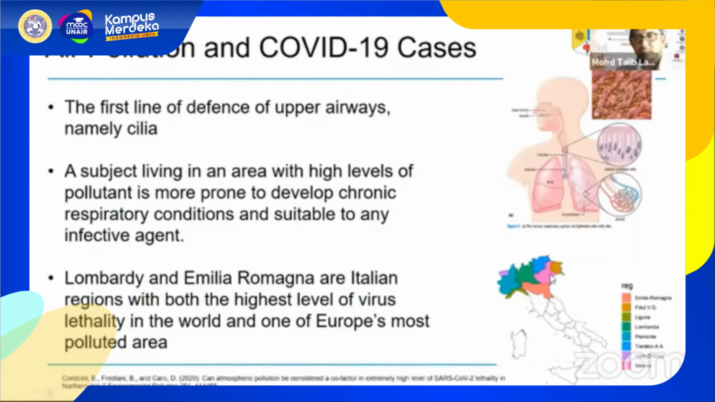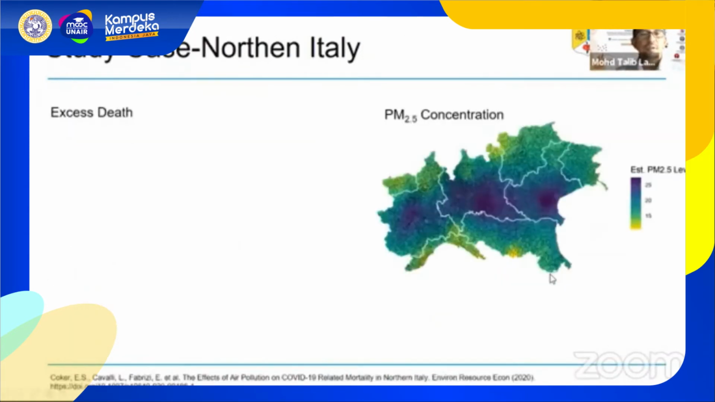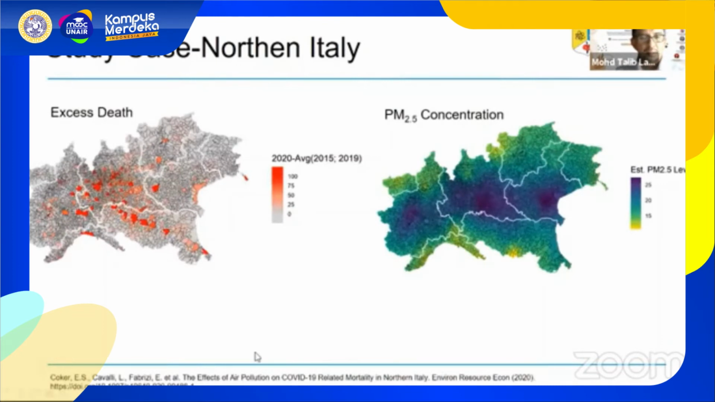This is the area in the northern part of the study. This is the study by Coccia et al. It shows the PM2.5 concentrations in the northern part of Italy. This is the excess death number because of the high concentration of pollutants. So when these people were exposed to high concentrations of pollutants such as PM2.5, the excess deaths because of COVID-19 infections recorded were higher compared to other regions.